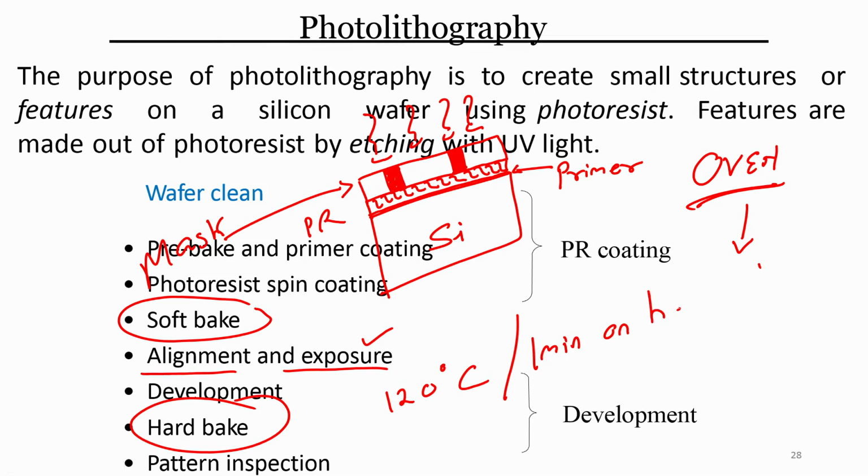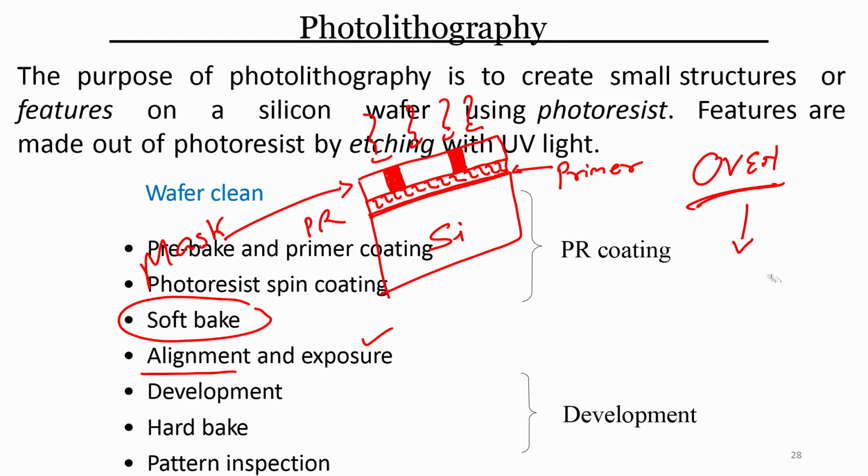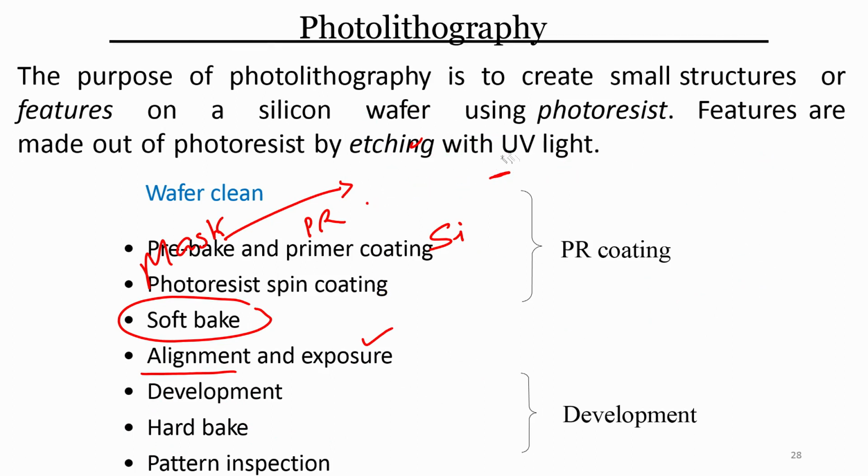Let us write it down, on hot plate. After performing hard bake, the next step is inspecting the pattern. So, we will take an example, to see what we have discussed right now, so that we understand clearly how photoresist or how photolithography can be used.